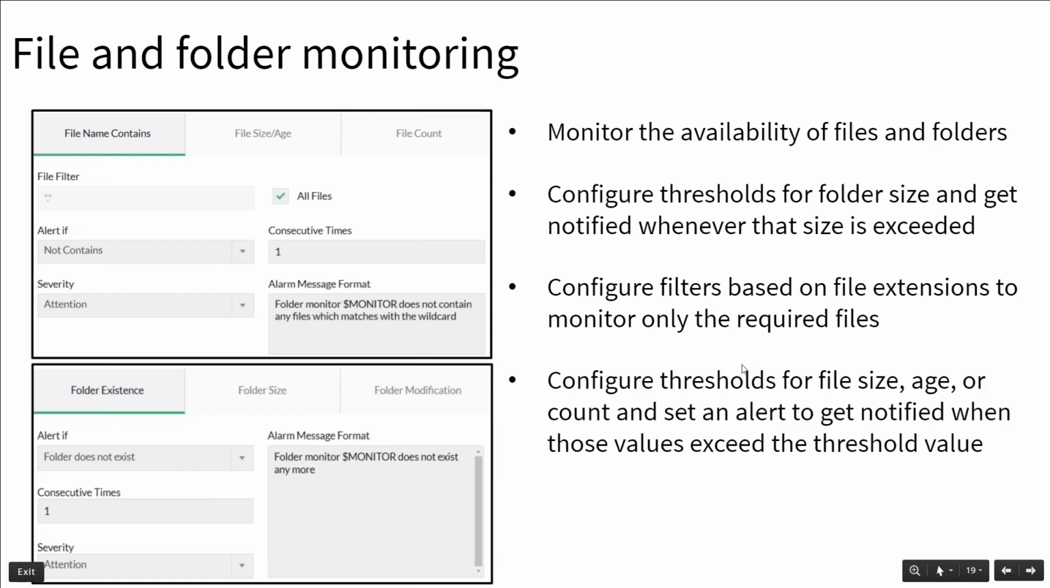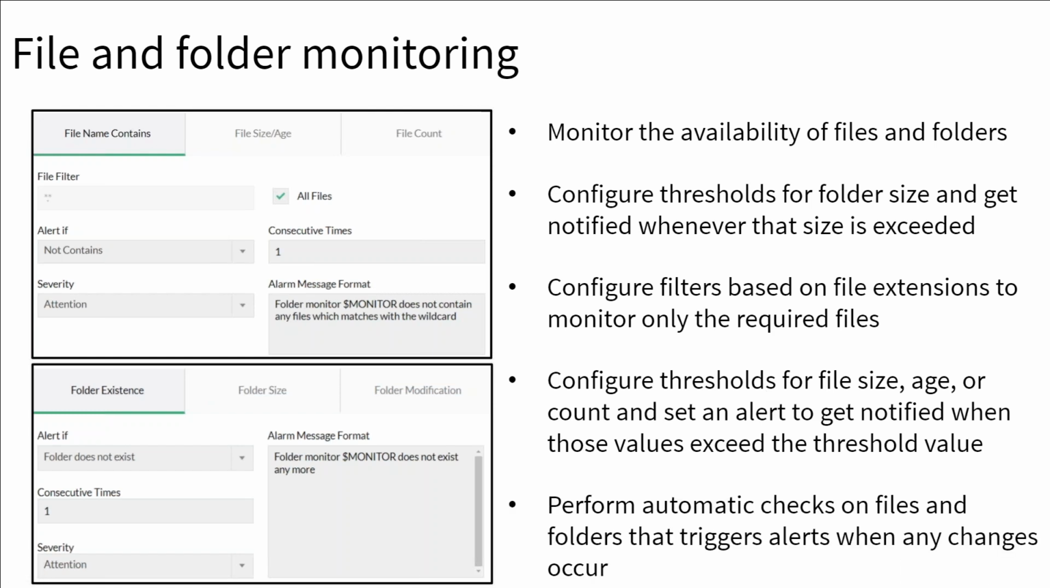Also, you have an option to set the threshold for your file size, age, or even the count of the files. The number of files inside a particular folder can also be monitored, and you can set a threshold and be alerted if that value exceeds it. It also helps you have an automatic check on the files and folders and triggers an alert when any changes occur. If any modification happens, you would be alerted. These are quite interesting things you can do in files and folders.